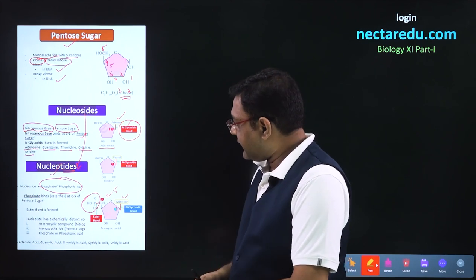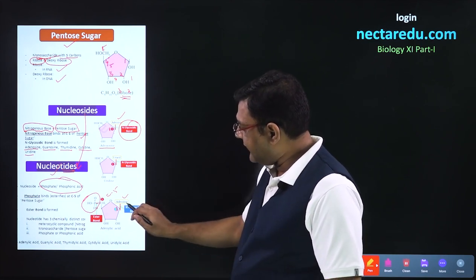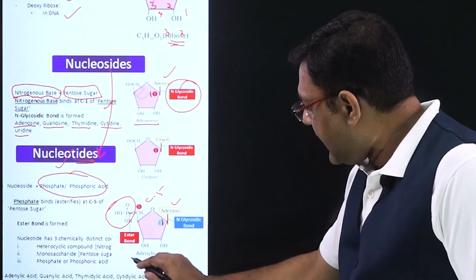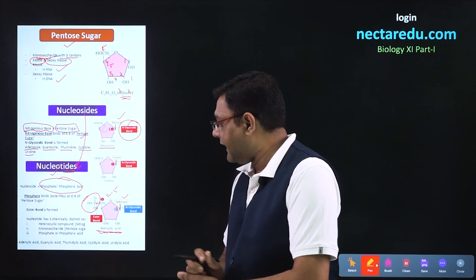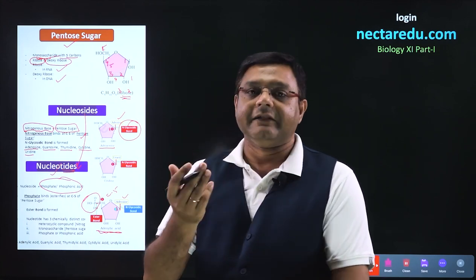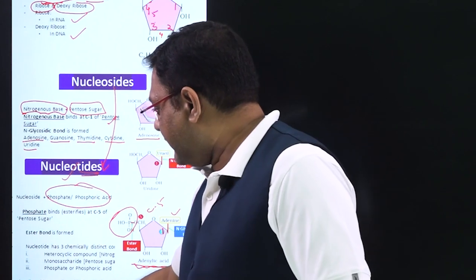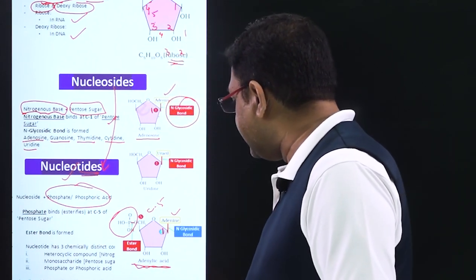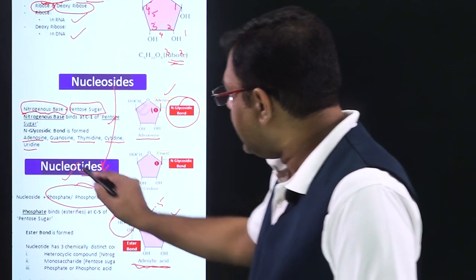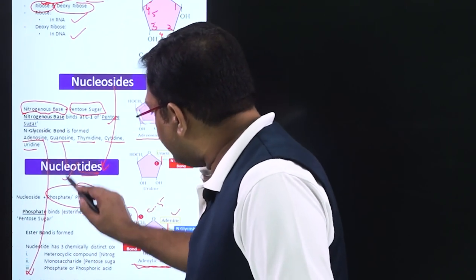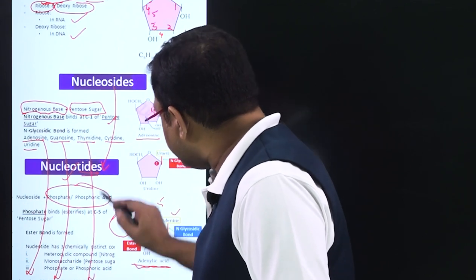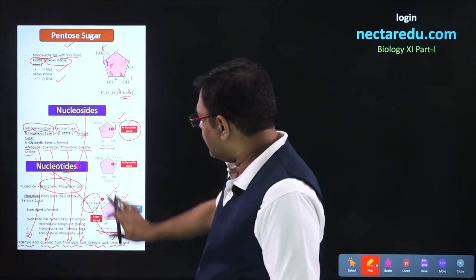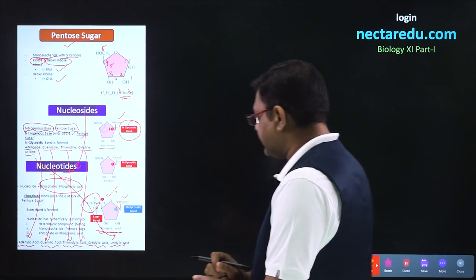In this structure, we had added adenine, that is, adenosine was added with phosphoric acid, and that is why the name was adenylic acid. Similarly, the names will continue: adenylic acid, guanylic acid, thymidylic acid, cytidylic acid, and uridylic acid, depending on which nucleoside was added here. So this is the structure of nucleotides.